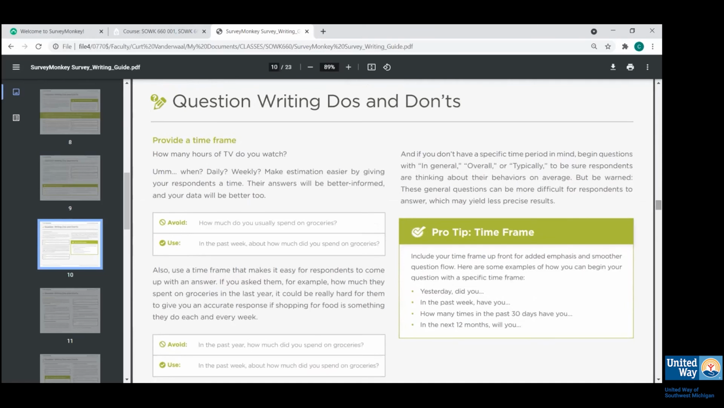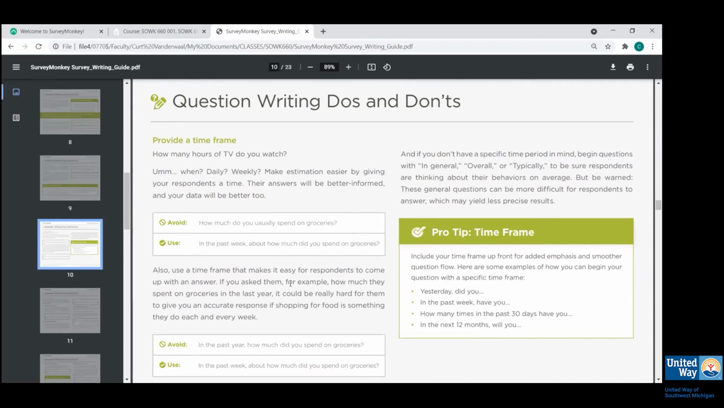Time frames. Providing a time frame. So this is only useful if you're going to actually ask them questions that relate to times. And so if you're going to ask them specific questions, then instead of how much do you usually spend on groceries, ask, in the past week, about how much did you spend. Now we'll talk about how you can also create ranges for questions as well, so that you're giving them accurate ways to select their options.